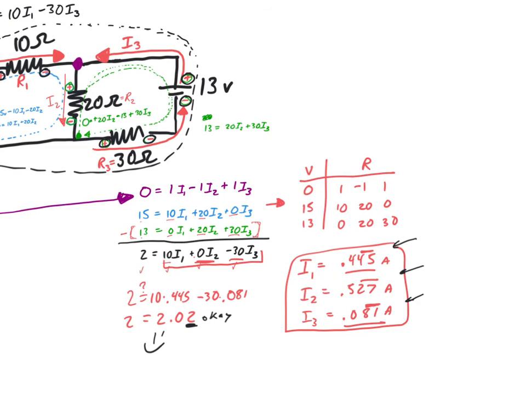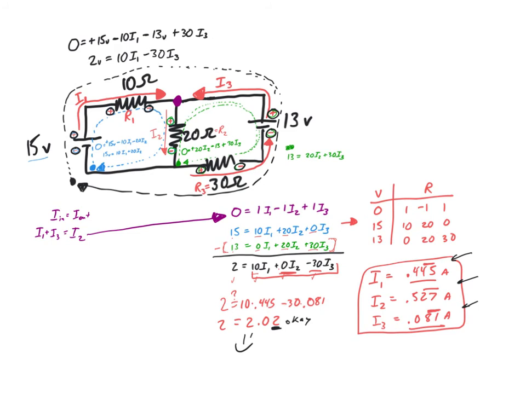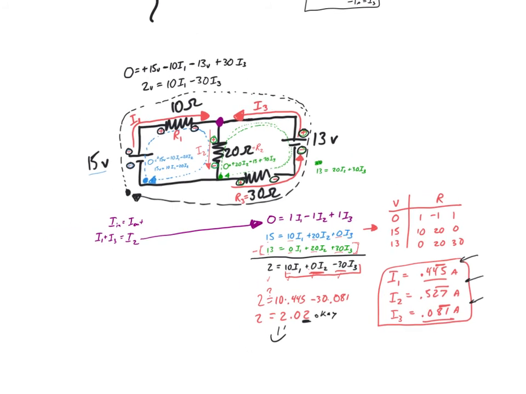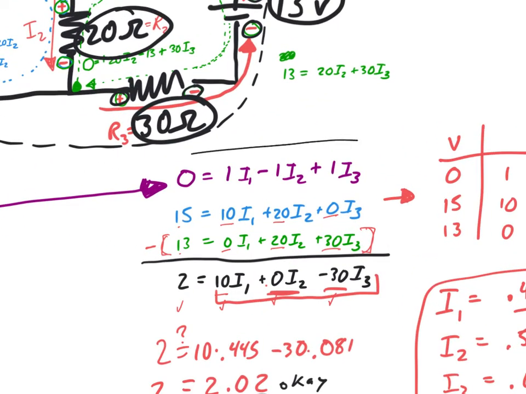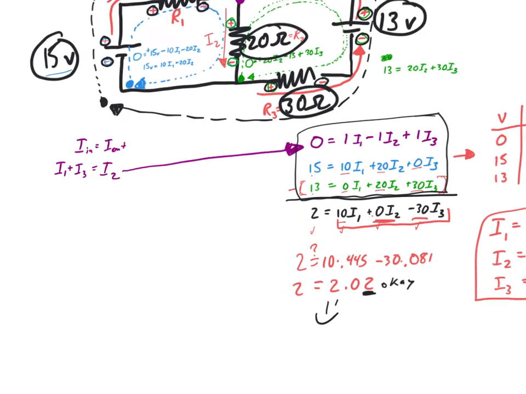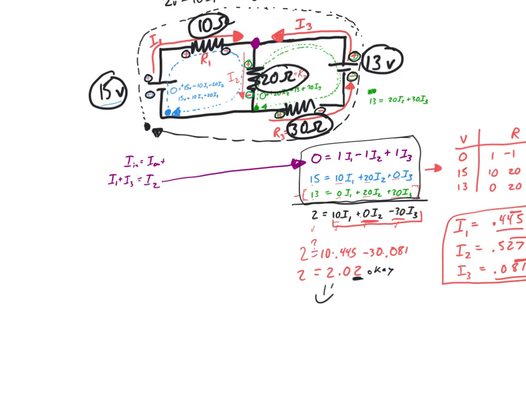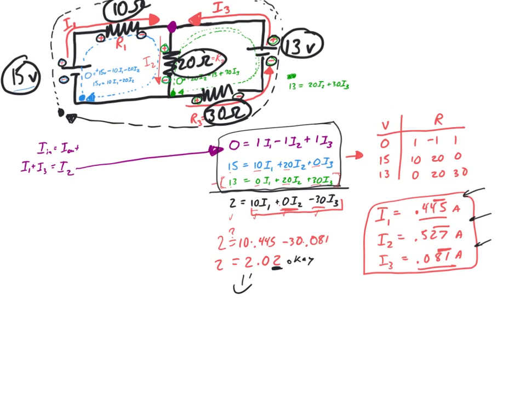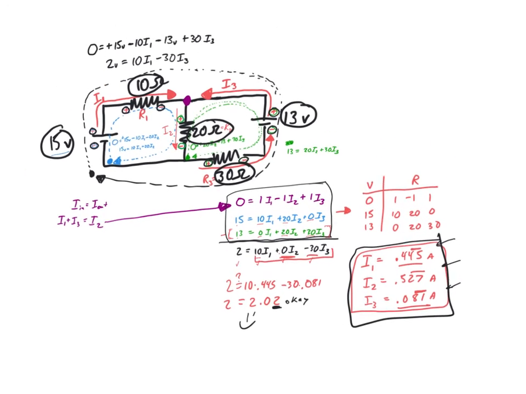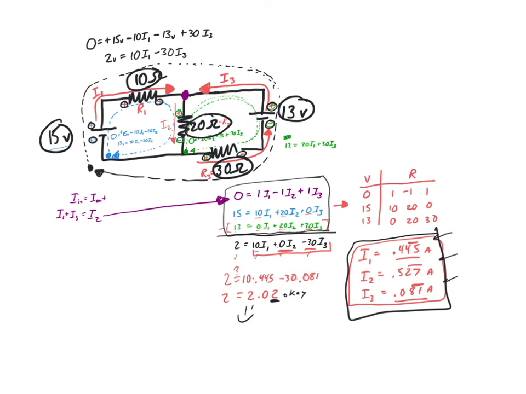So what I'm going to suggest is you try this circuit at home. Set it up again with our 15, 10, 13, 30, and 20. See if you can set it up and get these same equations. And then try the algebra out. Can you get through the algebra through a series of substitutions and end up with these three currents? Give it a try. That'll be something that you can practice over the weekend.